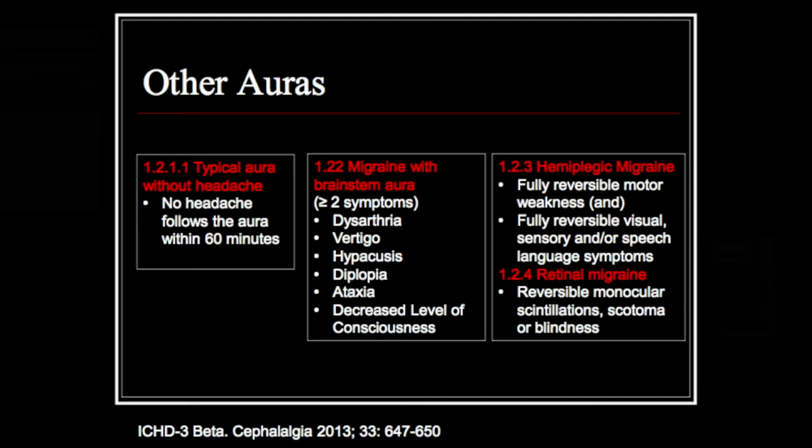And then there's something called retinal migraine, which is a reversible monocular aura. So it's monocular scintillations, scotoma, or blindness. You can have some people who will actually have complete blindness of one of their eyes as an aura symptom, and then later the migraine headache may occur within an hour as well. So these are the subtypes of other aura diagnoses that one might encounter.